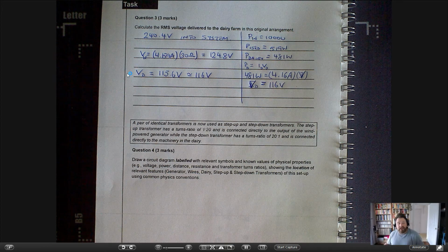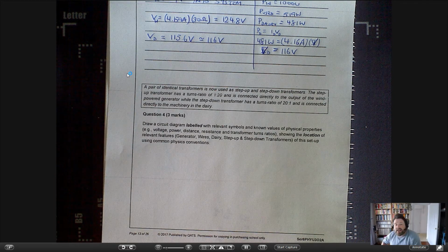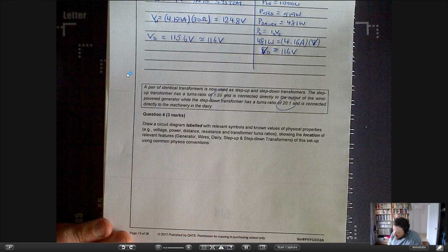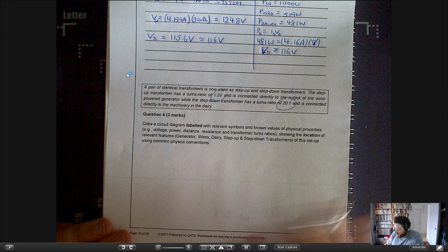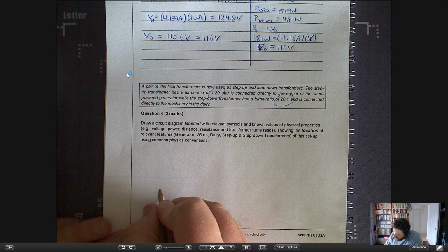I don't even really need to read this question. I know what the next question is always going to be in one of these problems. We started with this system, which was really bad. We're going to put some transformers in. All the information I really need to get here is, what are the ratios? Okay, 1 to 20, 20 to 1. I would recommend actually reading the question, but you know you're going to get this, right?